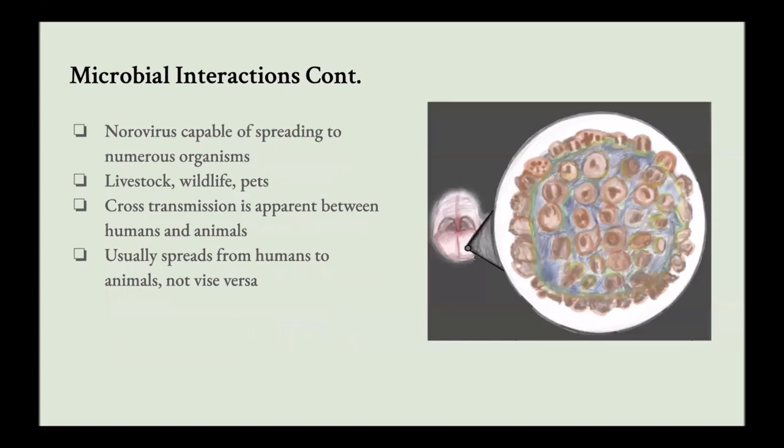Norovirus is capable of spreading to numerous organisms besides humans. Livestock, wildlife, and pets may all be infected with norovirus. Viral spread may happen between humans and animals, but it's been rarely observed that norovirus spreads from animals to humans versus the other way around.